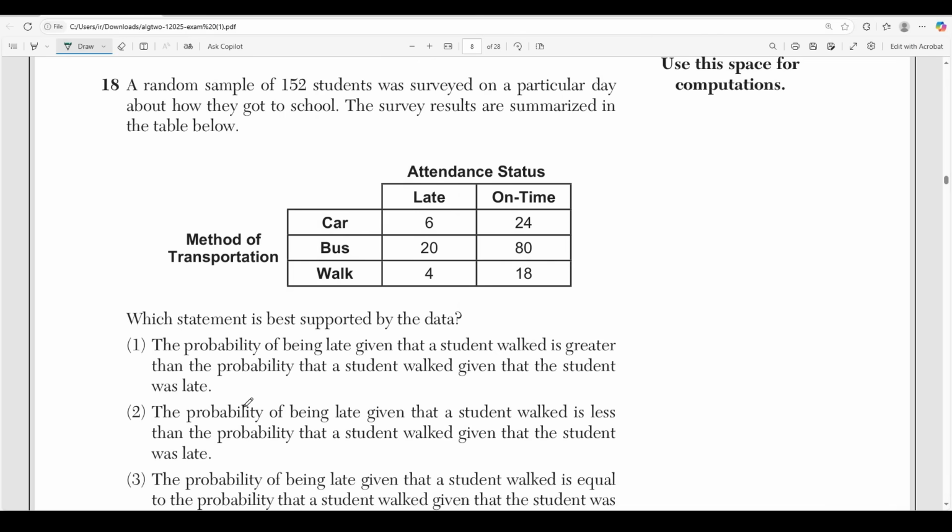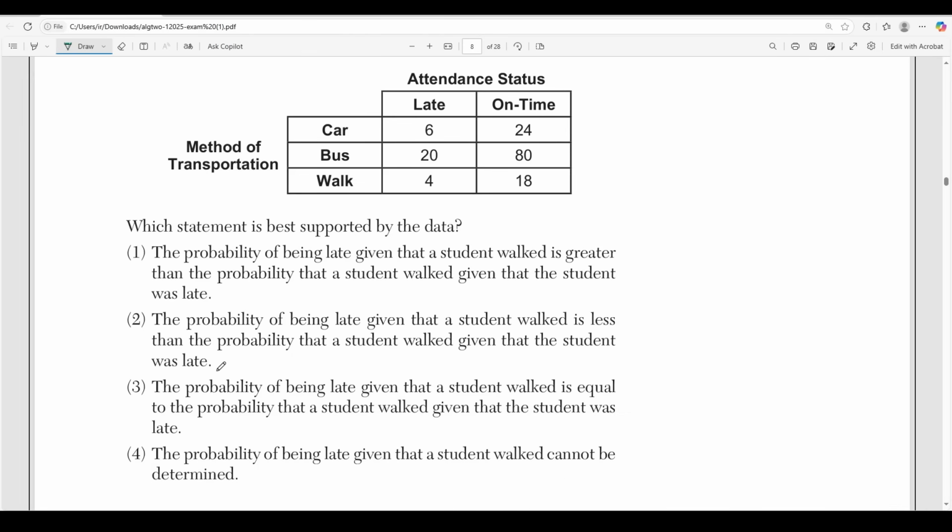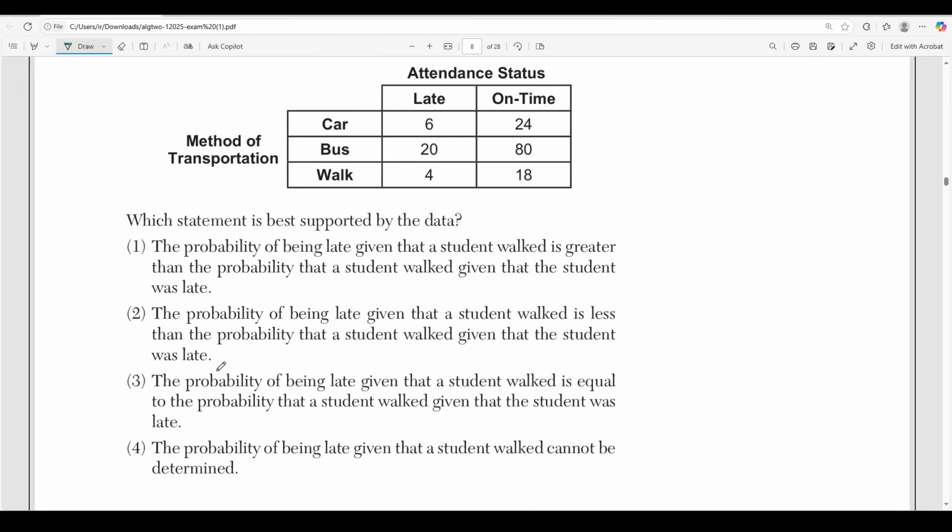Number 18 says a random sample of 152 students was surveyed on a particular day about how they get to school. The survey results are summarized in the table below, and it's asking us which statement is best supported by the data. So choice 1 says the probability of being late given that the student is a walker is greater than the probability that a student walked given that the student was late. So whenever you see given, that's what's telling you whatever's in the denominator.